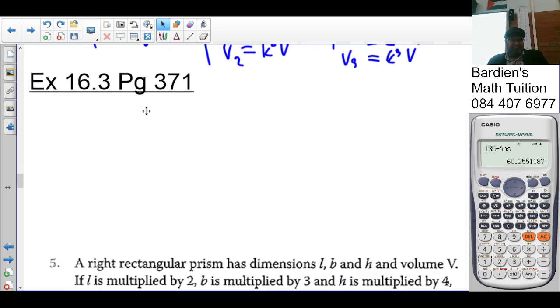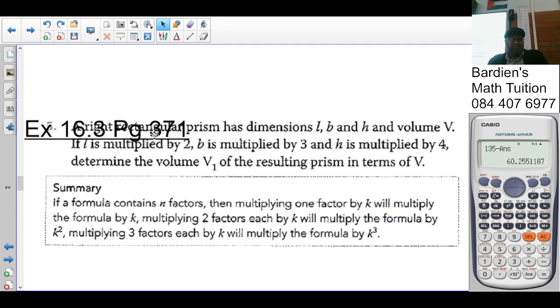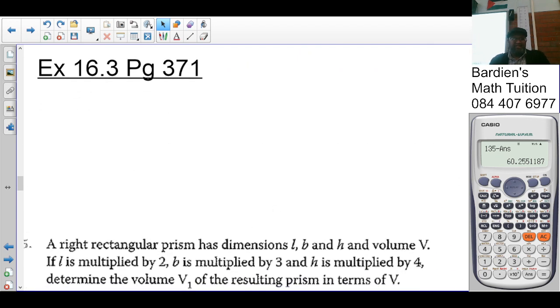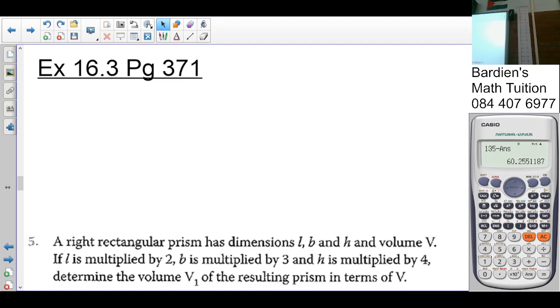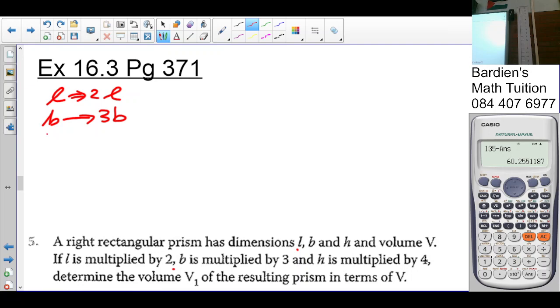So let's look at the last sum. A right rectangular prism has dimensions L, B, and H, and volume V. If L is multiplied by 2, B is multiplied by 3, and H is multiplied by 4, determine volume 1, the resulting prism, in terms of V. So here we are told that the length is multiplied by 2, so it becomes 2L. B was multiplied by 3, becomes 3B, and H you multiplied by 4, so it's 4H.